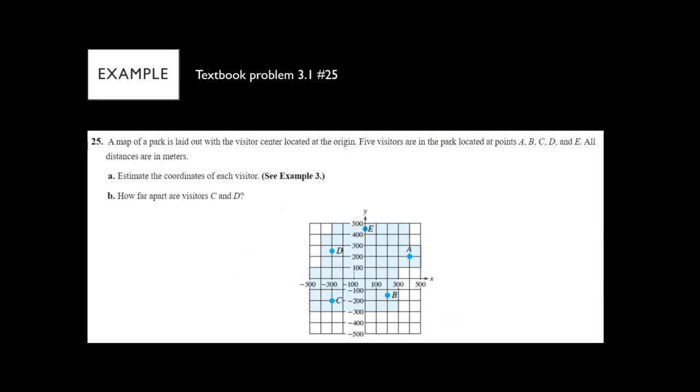This one is problem 25. And so we've got a map of a park laid out with the visitor center located at the origin. 5 visitors are in the park located at points A, B, C, D, and E. All distances are in meters. So they're telling us the units. They're telling us we've got this map. We put the visitor center at the origin.